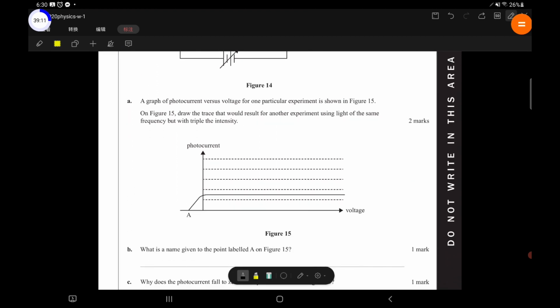We have the photocurrent versus voltage graph as shown here. So we're changing the voltages, the stopping voltages, and also the forward voltage as well. And we're measuring the effect on the current. We have to draw another graph resulting from another experiment for light with the same frequency but triple the intensity. Intensity relates to the current, but if it's the same frequency, that means the energy is the same. So the stopping voltage is the same, but for a tripled intensity, our maximum height of our graph is tripled.